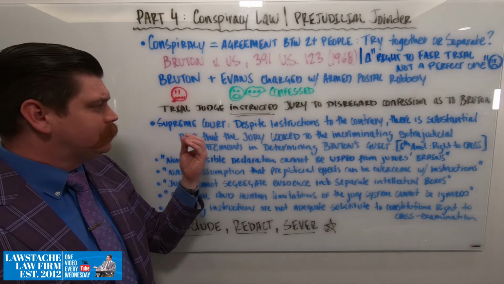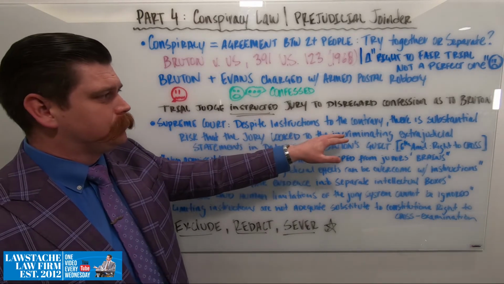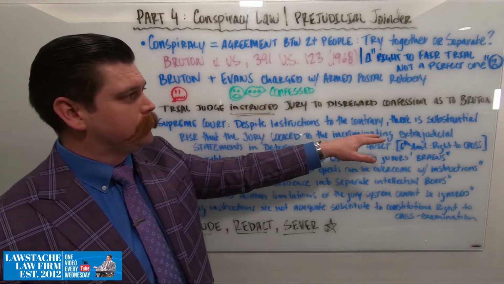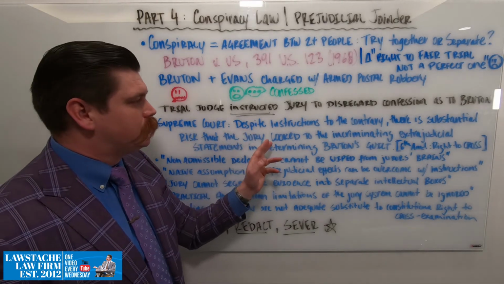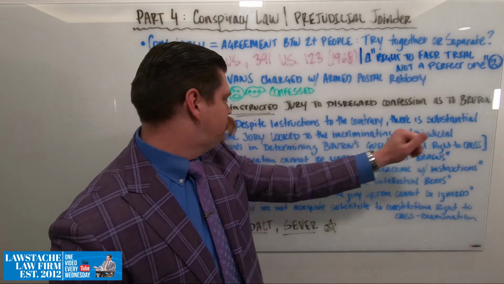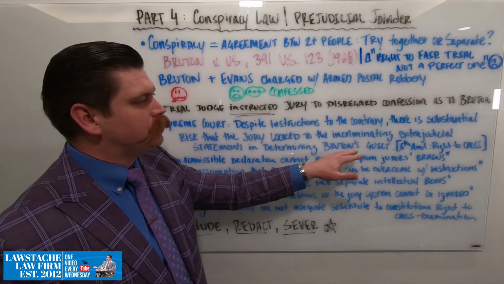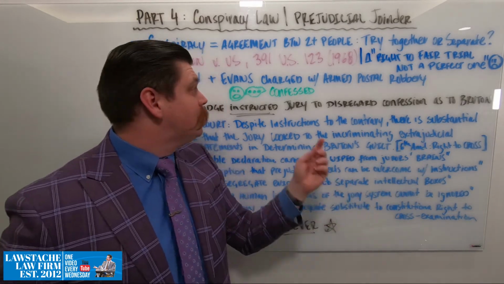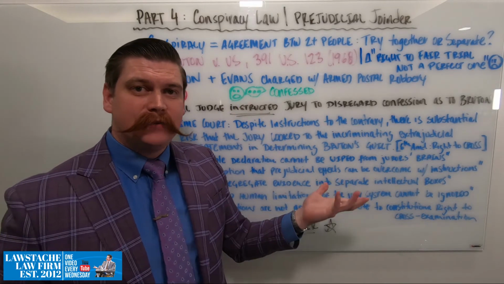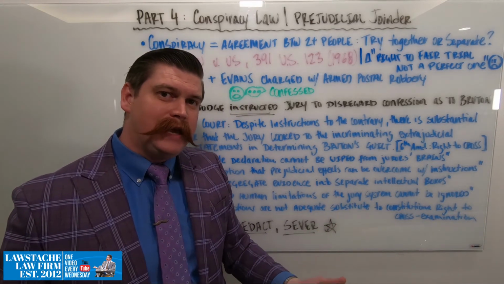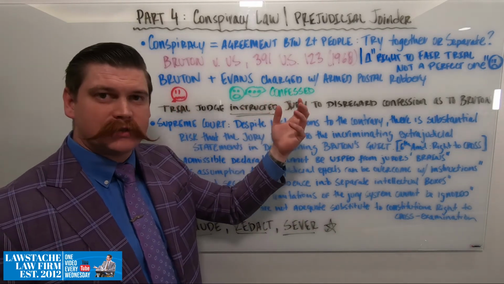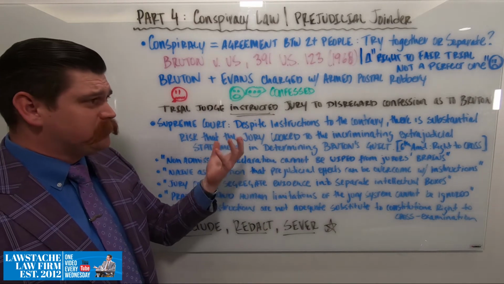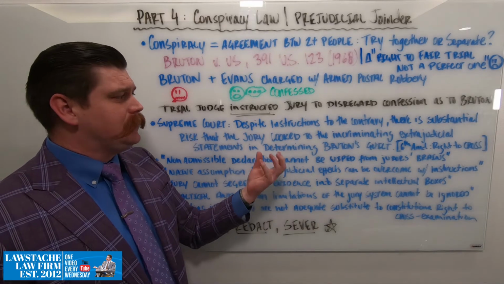The Supreme Court tells us that despite the instruction to the contrary, to disregard this confession as to Mr. Bruton, there's a substantial risk that the jury looked at the incriminating extrajudicial statements in determining Bruton's guilt. What do I mean by extrajudicial? Extrajudicial meaning that now, again, Mr. Evans is not testifying in trial. So we're using these hearsay statements made previously, the confessions, against Mr. Bruton. And they used it, there's a substantial risk that they used it incorrectly.